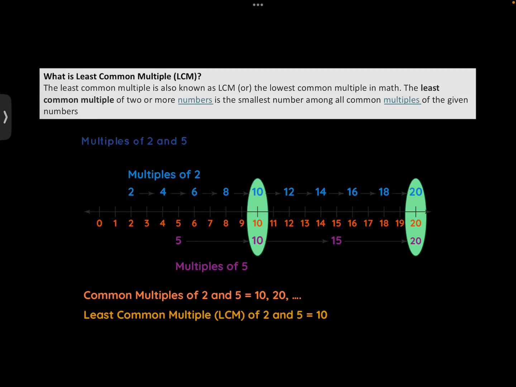Composite numbers is a number which has more than two factors. Example: 4, 6, 8, 9, 10, 12, 15, 16, etc. Good. Next, define prime numbers and give some examples also.